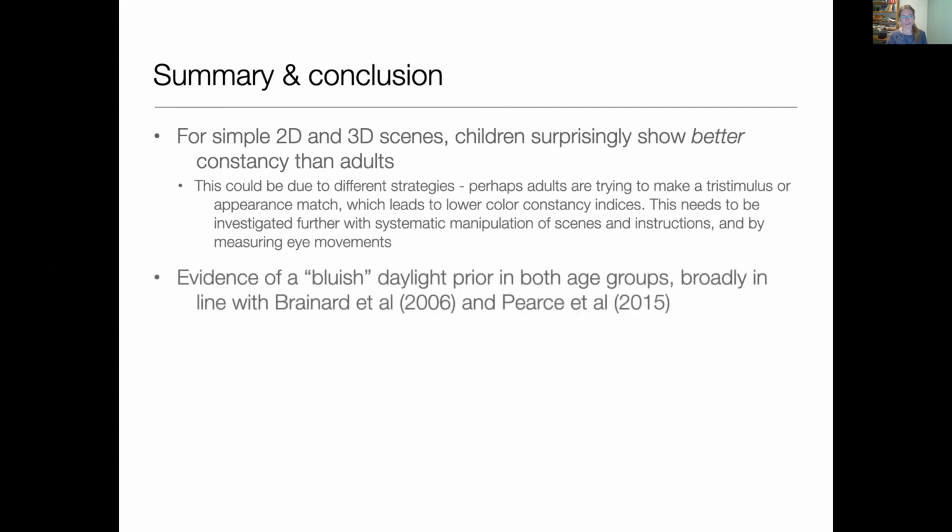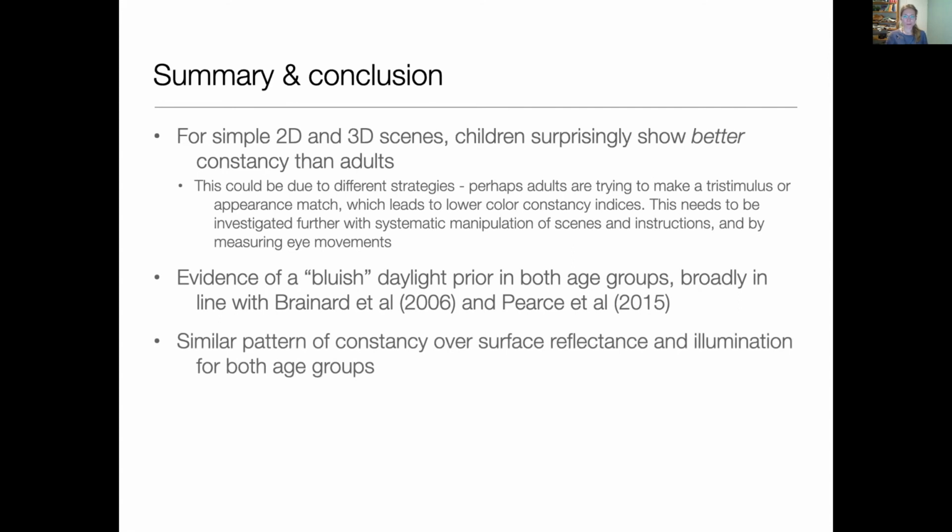We found evidence of a bluish daylight prior, which is broadly in line with what Brainard et al. and Pearce et al. have reported. So this was not super surprising, but I think we can put forth a notion of a broad daylight prior, which sort of extends to the yellow direction as well. What I found really interesting is a similar pattern of constancy for both age groups, where there are these systematic interactions between surface reflectance and illumination that seem really robust.